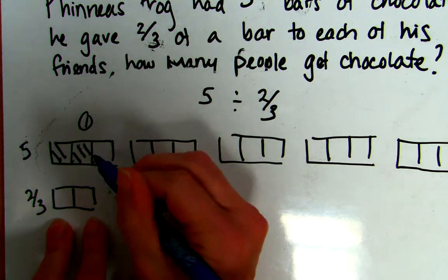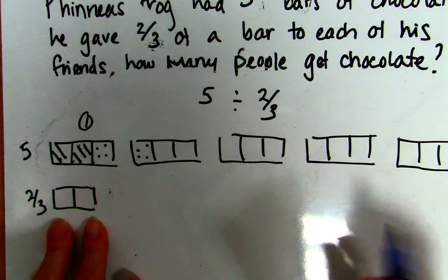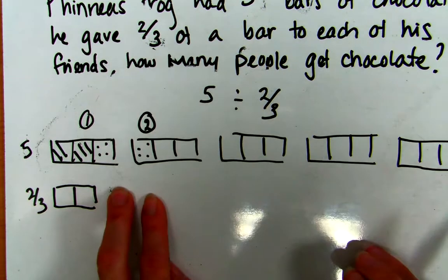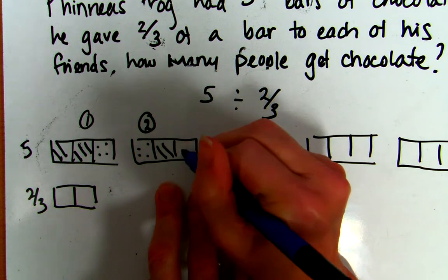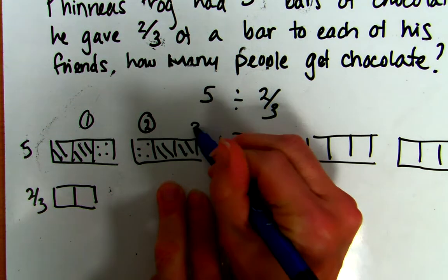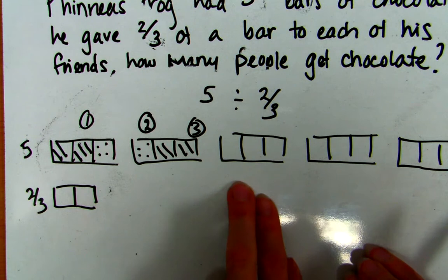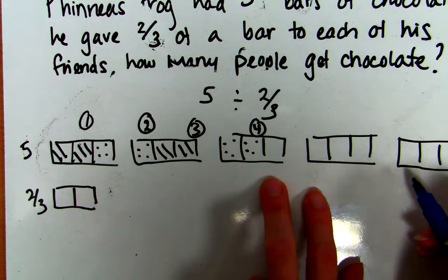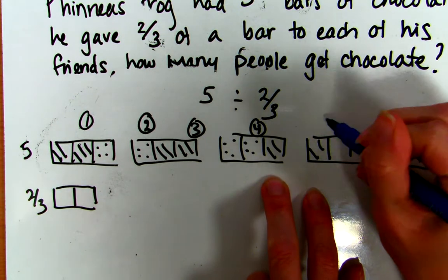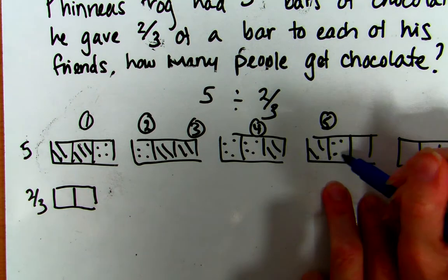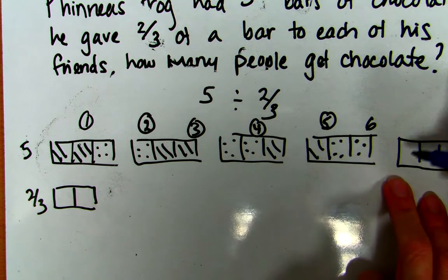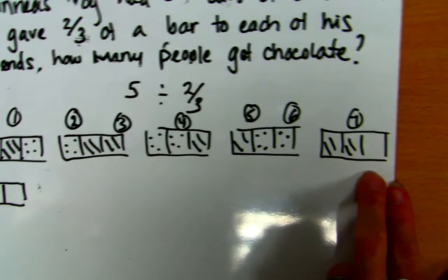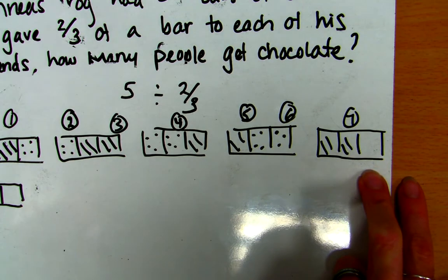Okay, then I'm going to do a little different shading. I'm going to do dots for my second shading. Okay, so that's another 2 blocks. So it fits in twice. So I'm going to move along. And there's another 2 blocks. So that's fitting in 3 times. I'm going to move again. Do my dots. That's 4 times. And move again. 5 times. Again. 6 times. Again. 7 times.